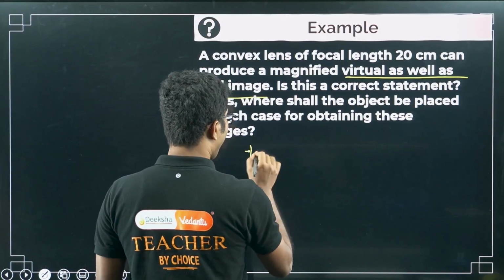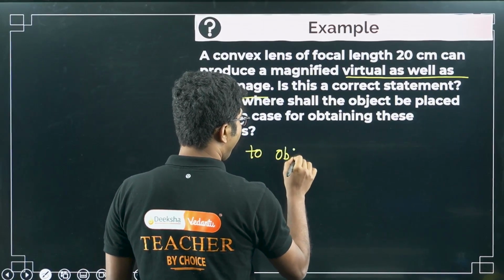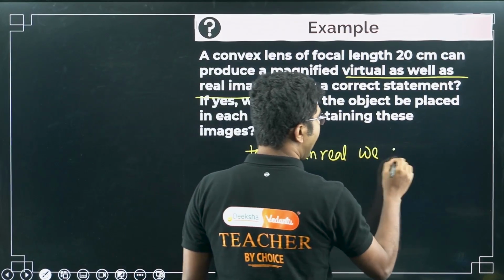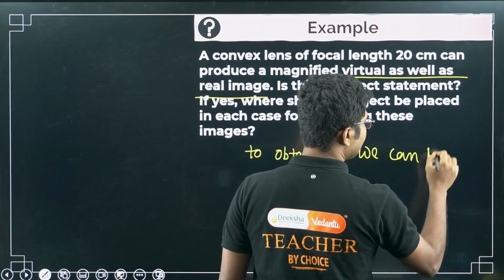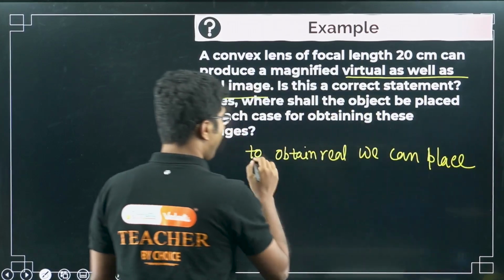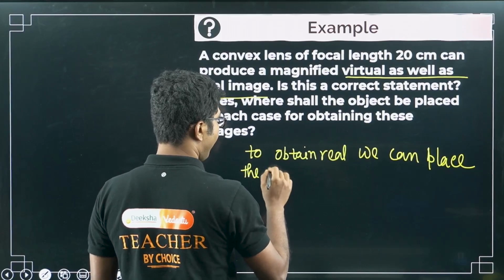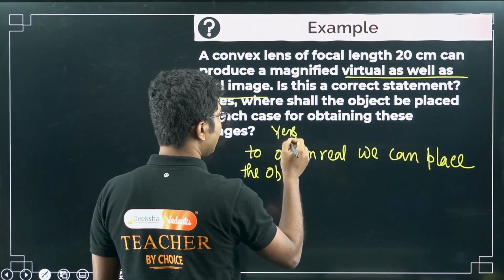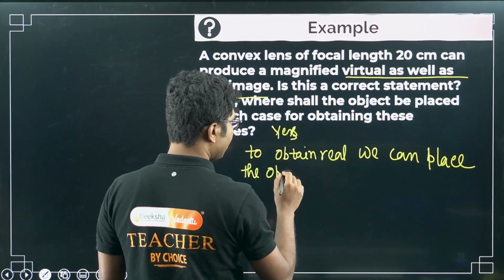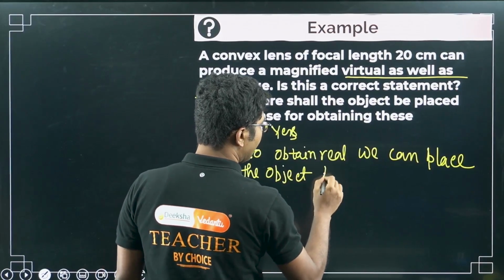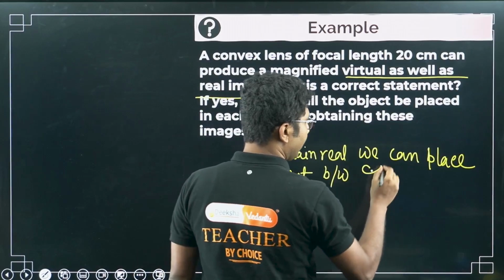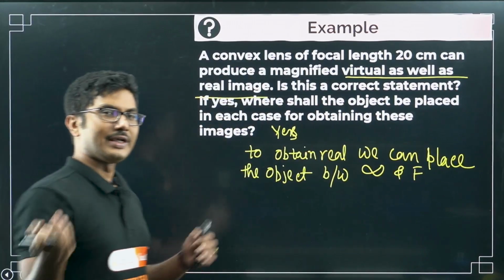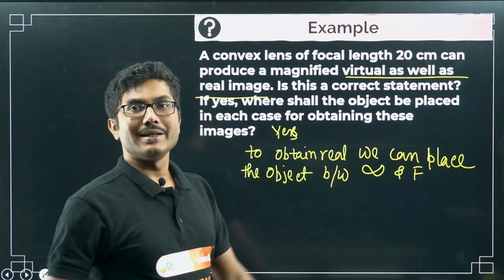To obtain real image, we can place the object. This is obviously yes. So first answer is yes. Next answer is place the object between infinity and f. If we place the object between infinity and f anywhere, it will be a real image.